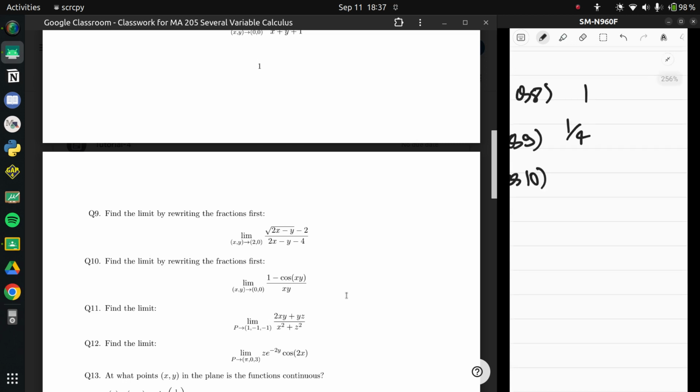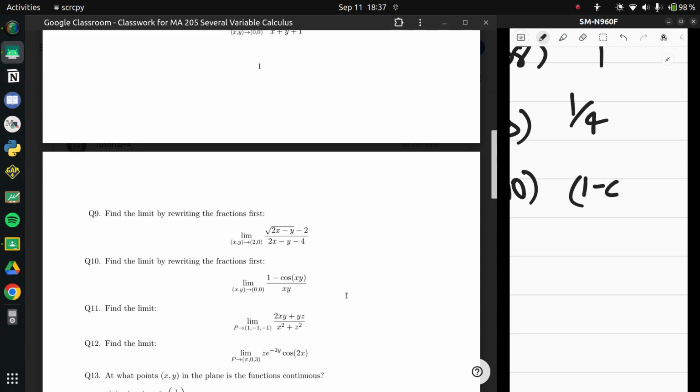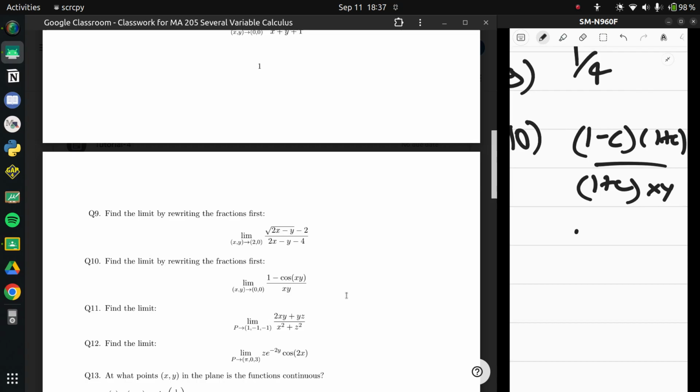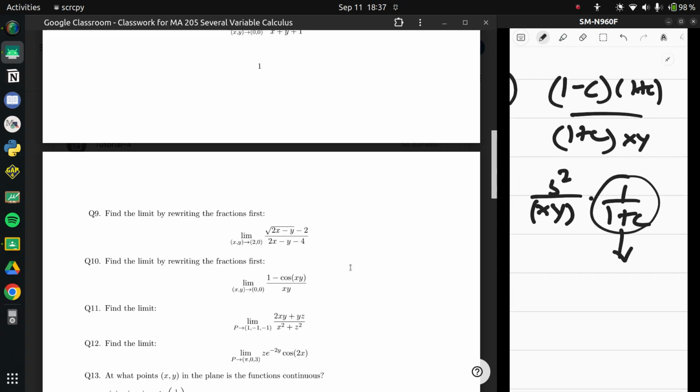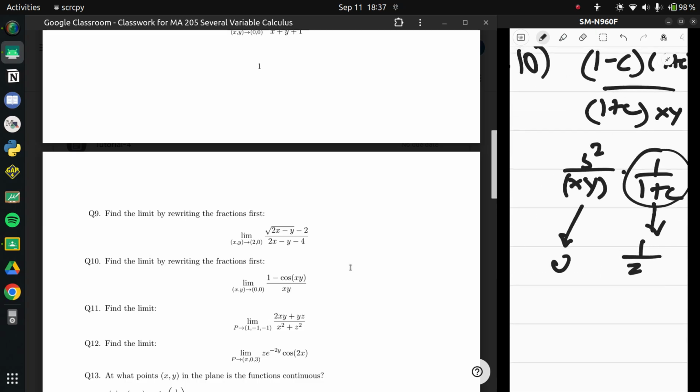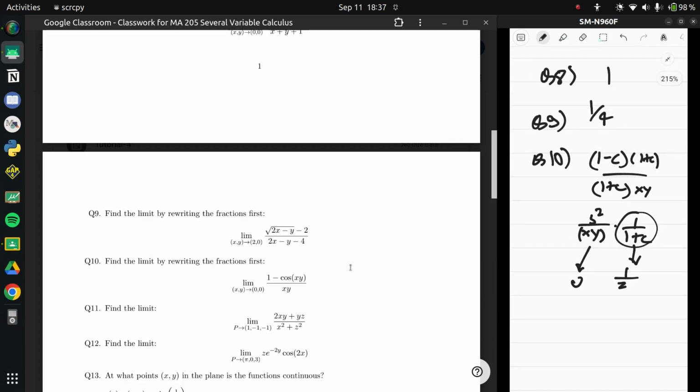Oh, I got it. So it's just going to be 1 minus cosine times 1 plus cosine upon 1 plus cosine times xy. And this turns out to be sine square upon xy, times sine square of xy, obviously, that is 1 upon 1 plus cosine. So as (x, y) tends to (0, 0), this thing tends to 1 upon 2. And this thing tends to 0, because sine xy upon xy, remember kids, is tending to 1 because of the sine x upon x limit, and sine xy is tending to 0. So this in essence is tending to 0. Not a big deal.